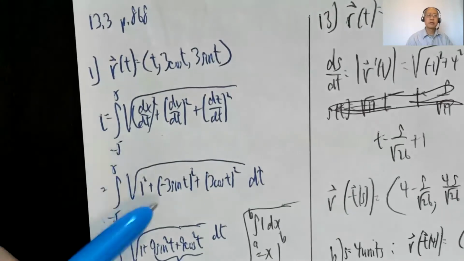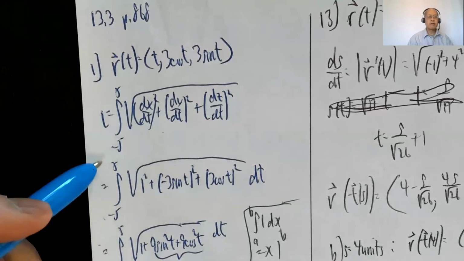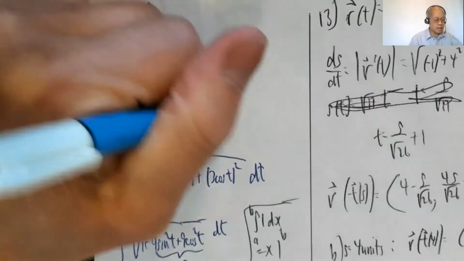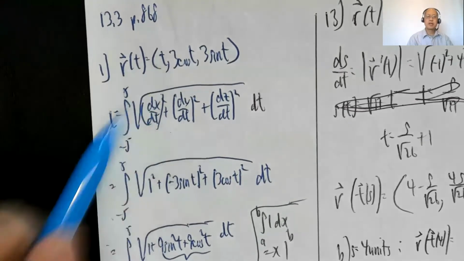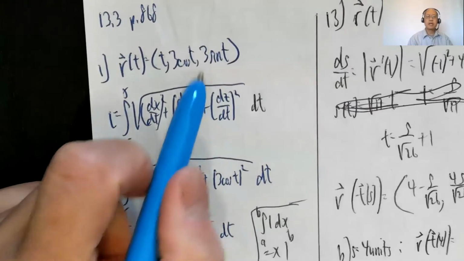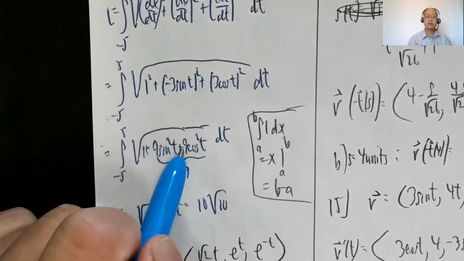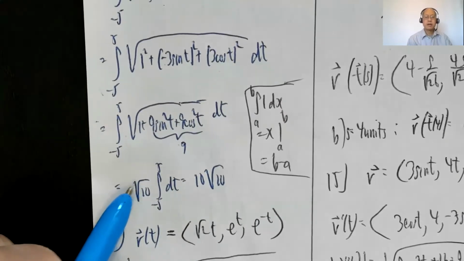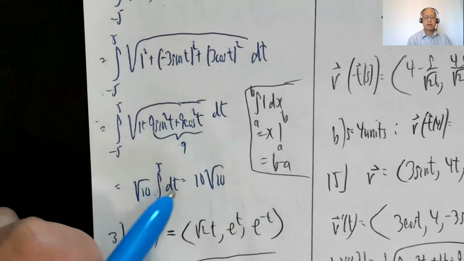Number one, arc length. There's r of t. So the arc length is the integral from -5 to 5 of the square root of (dx/dt) squared plus (dy/dt) squared plus (dz/dt) squared, dt. The derivative of t is 1, squared. The derivative of 3 cosine t is -3 sine t, squared. dz/dt is 3 cosine t, squared. So 1 plus 9 sine squared t plus 9 cosine squared t. That comes out to be 10, so that's radical 10. The integral from -5 to 5 just turns out to be the length of the interval, so 10 radical 10.